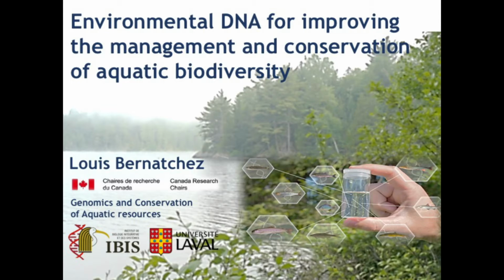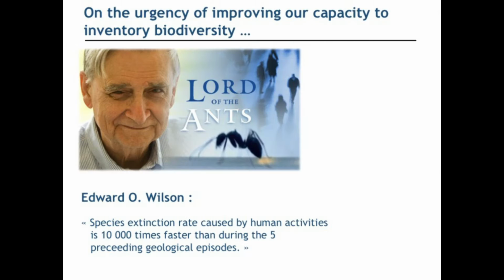So we may as well just start the talk talking about biodiversity, and by taking this quote of Edward E.O. Wilson, who actually was the first one to coin the word biodiversity and put things into context about where we are with our species diversity. So Edward said, species extinction rate caused by human activities is 10,000 times faster than during the 5 preceding geological episodes.